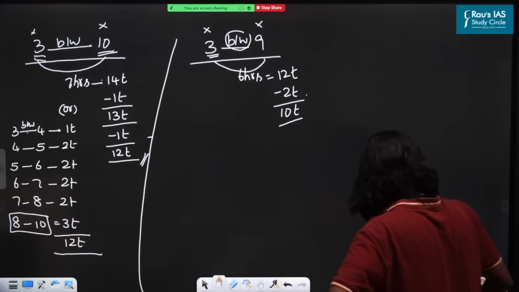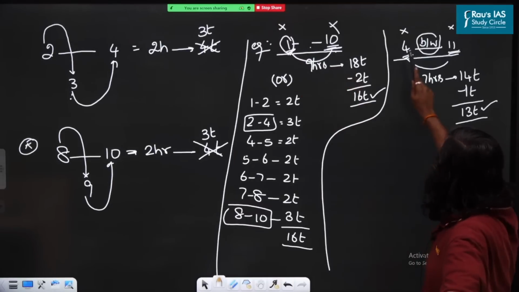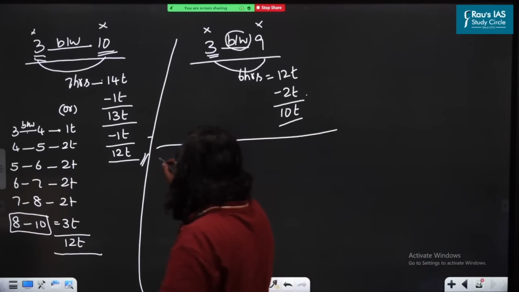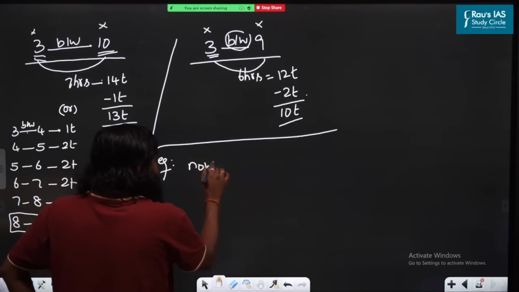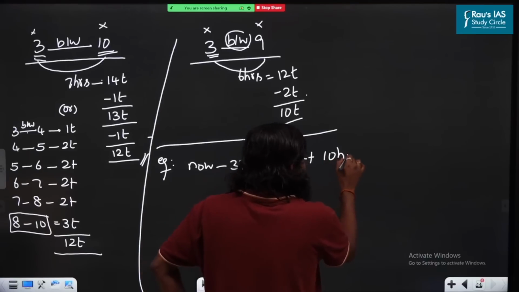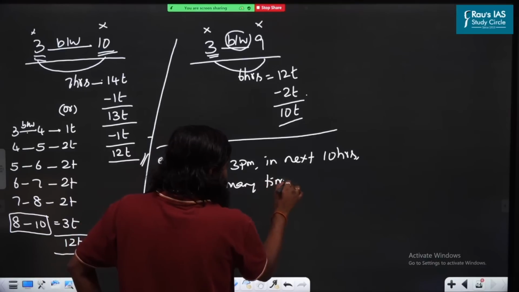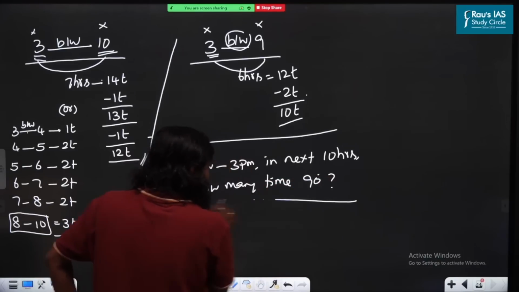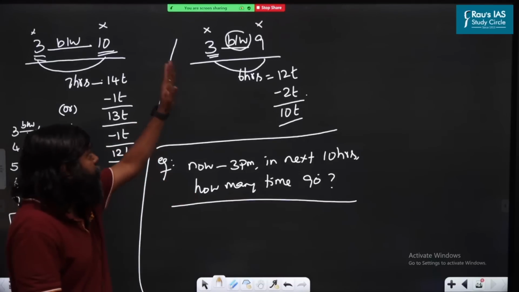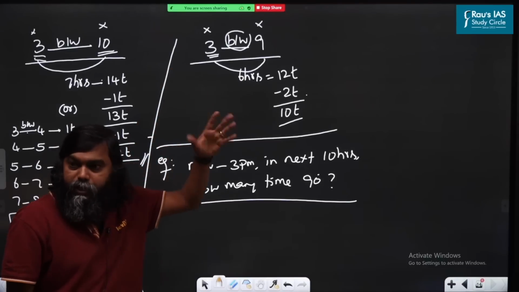Right. So far in this example, I gave the starting point, I gave the ending point. You see in every example. But now I am changing the question. For example, now time is 3 p.m. In next 10 hours, how many times right angle? All are understood, boss. Now, what is the difference between this statement and this statement? That means here starting and ending I already gave, and I said between or from. So no confusion regarding that.